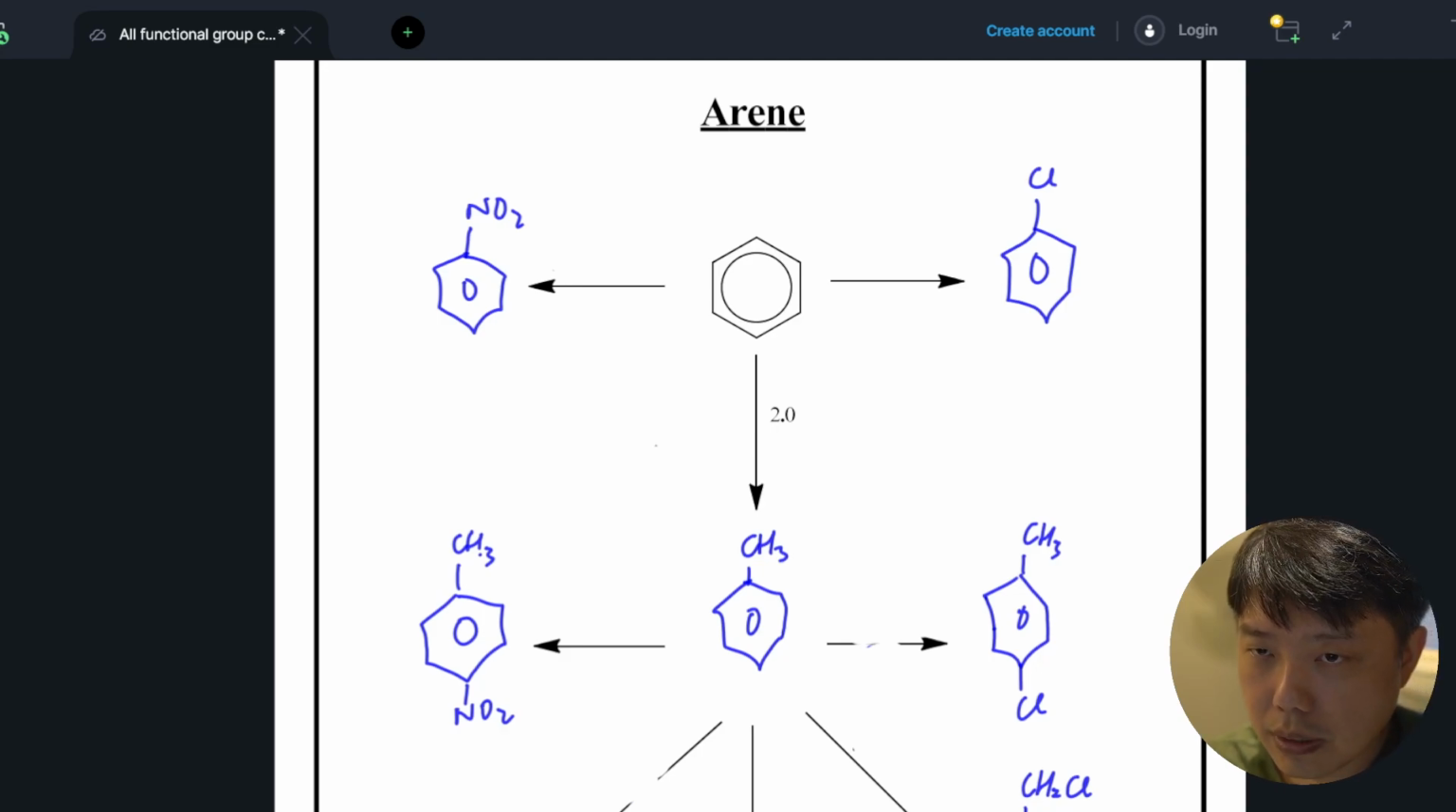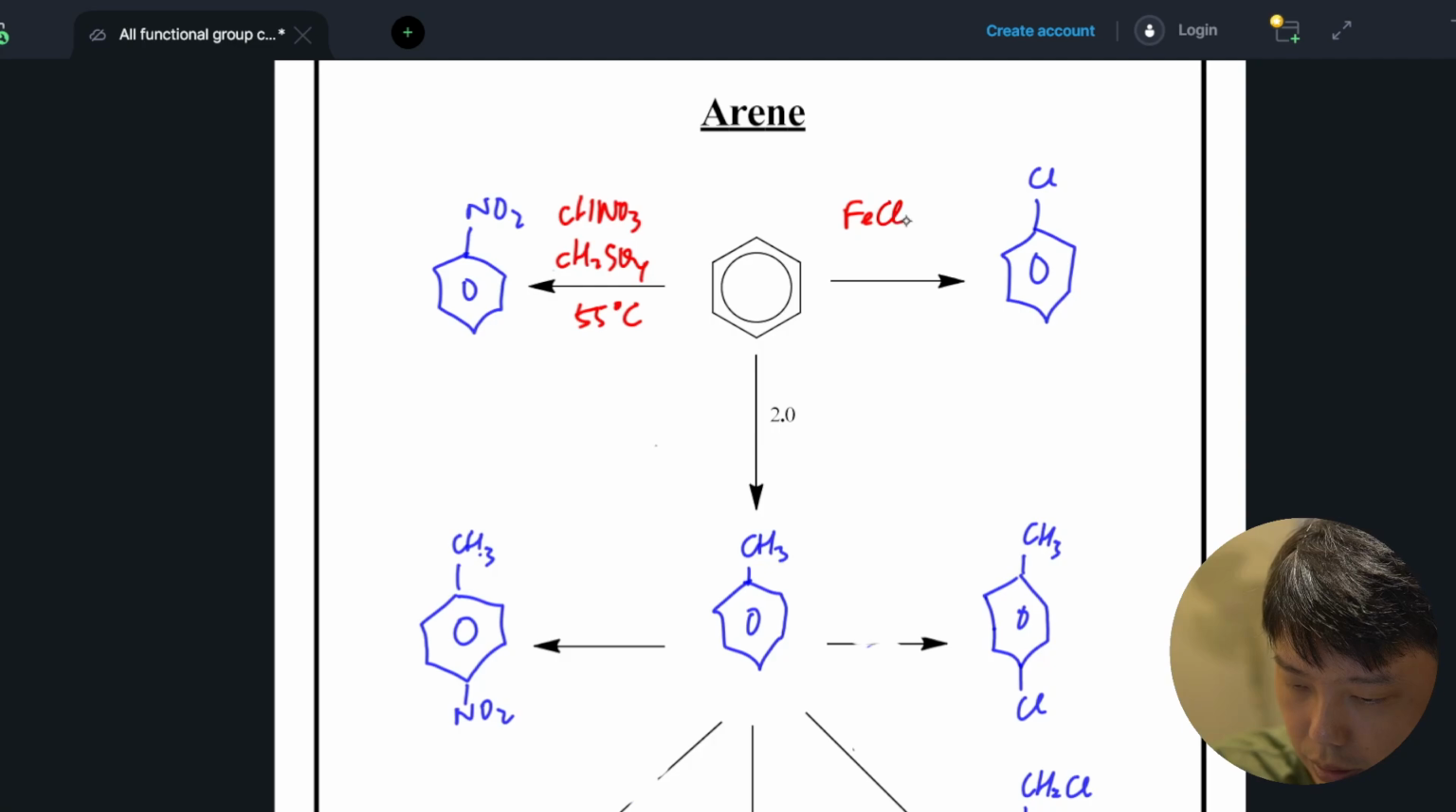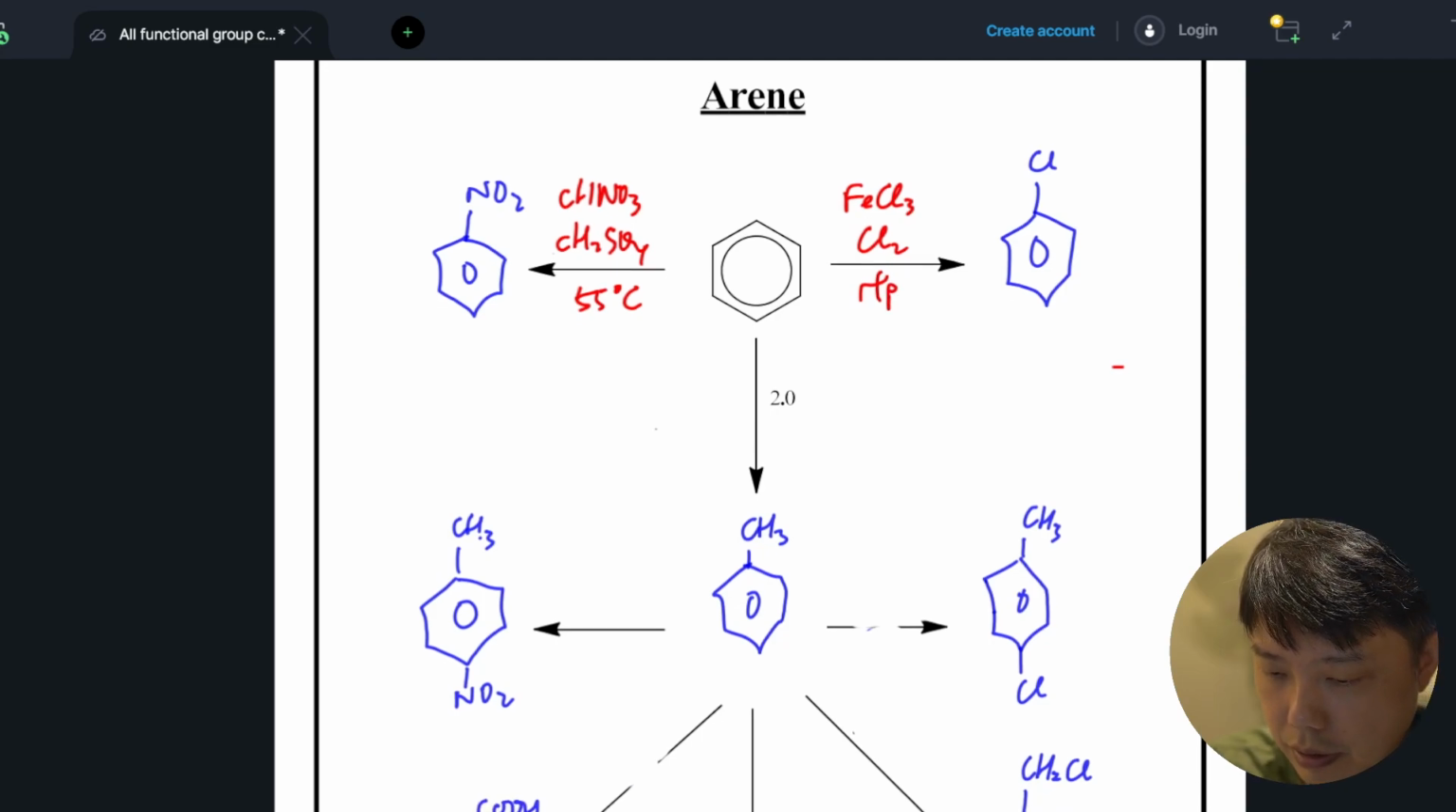Okay, so let's continue. This time round, I'm given the products and I'm required to put down the reagent. So nitration is just concentrated nitric acid and sulfuric acid. Since it's a benzene ring, it's 55 degrees. This one you need a Lewis acid catalyst, and the reagent itself can be done at RTP.